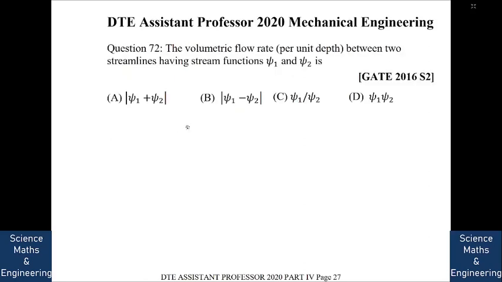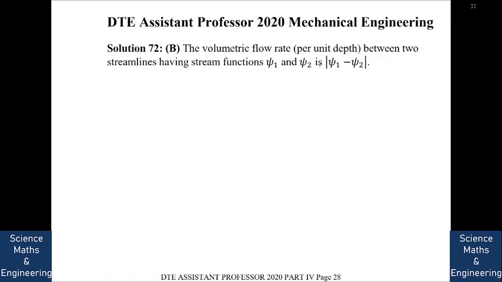The volumetric flow rate per unit depth between two streamlines having stream functions psi 1 and psi 2 is, so it is given by modulus of psi 1 minus psi 2.